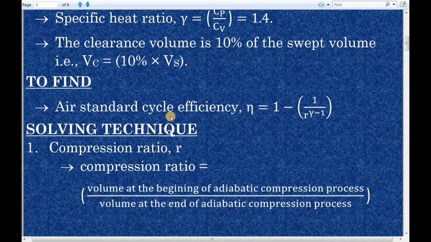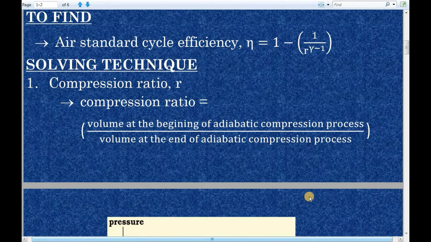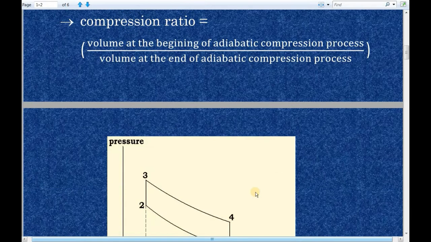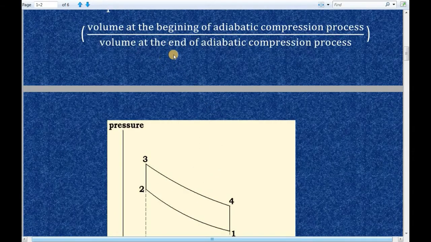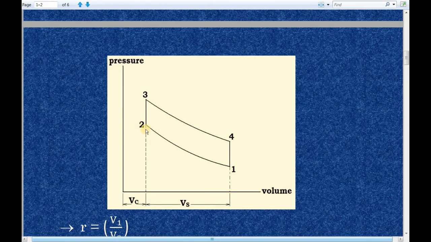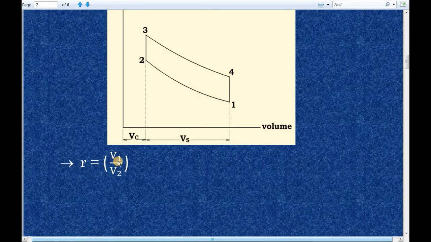Now I will move to the solving technique. For finding the compression ratio, first we will write down its formula. The compression ratio is equal to the volume at the beginning of the adiabatic compression process divided by the volume at the end of the adiabatic compression process. So the formula is r is equal to V1 by V2. But in this formula, V1 and V2 are unknown.